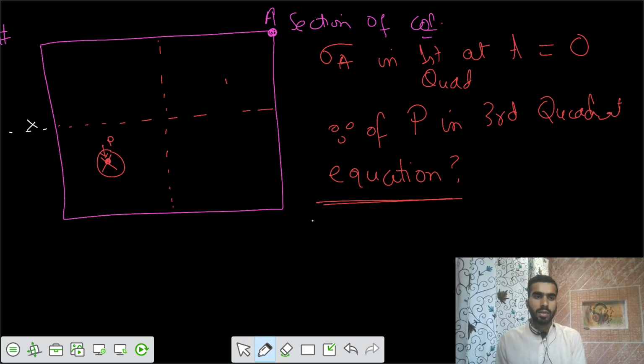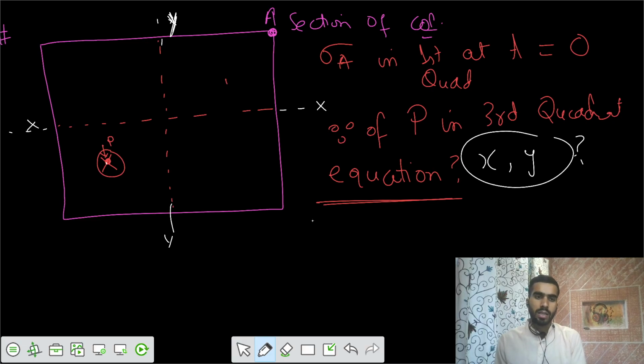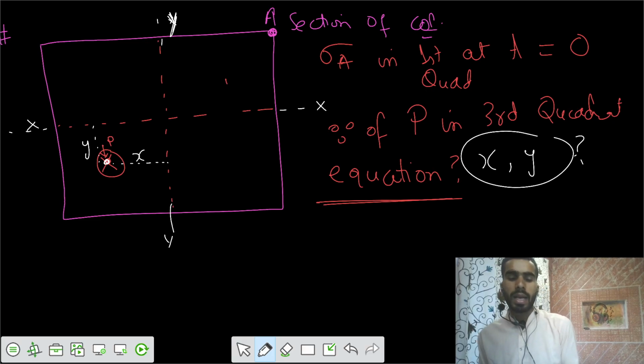Let's say this is some x line and this is some y line. Then we need to get some sort of equation of x comma y. I would say this load P is at some distance of x from this reference line of y, and at some distance of y from the x line. So the load has coordinates x comma y. You want to write the equation of x comma y for the stress at point A to be 0.